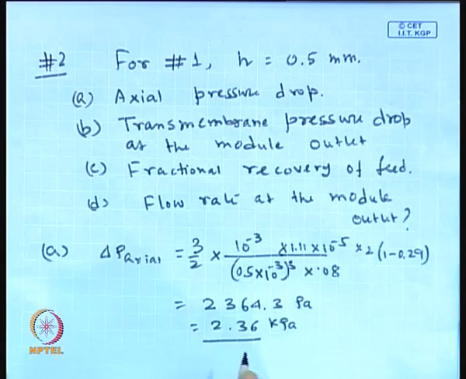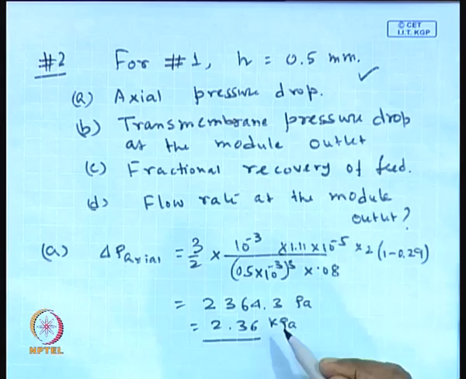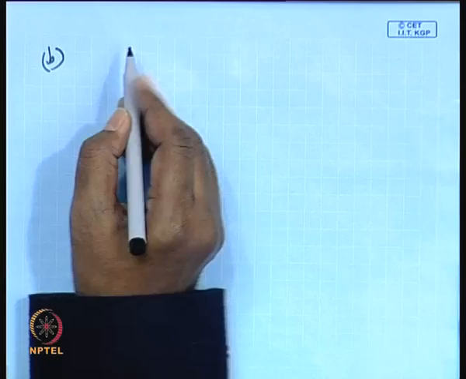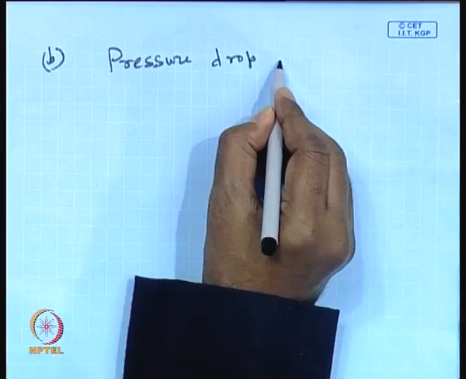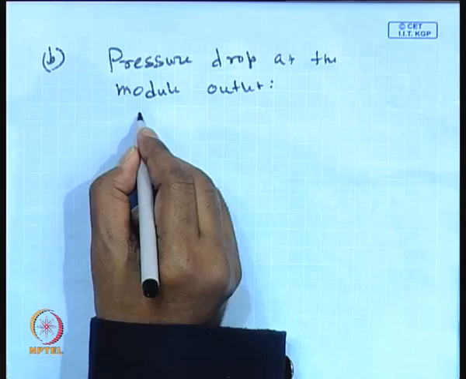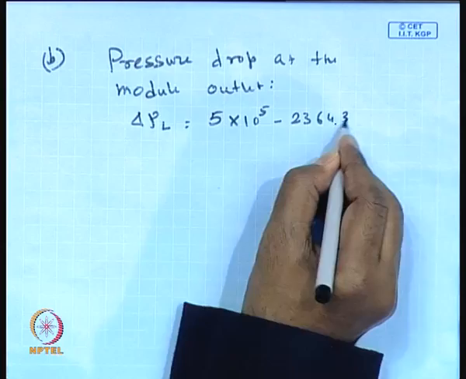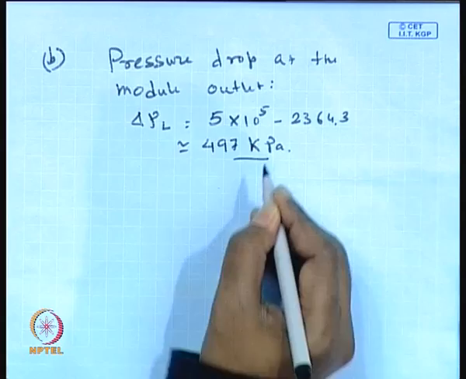So, you see that now we have reduced the channel height, the height of the module, and the axial pressure drop has increased tremendously. Okay. So, the pressure drop at the module outlet can be calculated. This becomes delta P L, which is nothing but 500 kilopascal, 5 into 10 to the 5 minus 2364.3, this turns out to be 497 kilopascal. Okay. So, that is the pressure drop that you are going to get at the channel outlet.